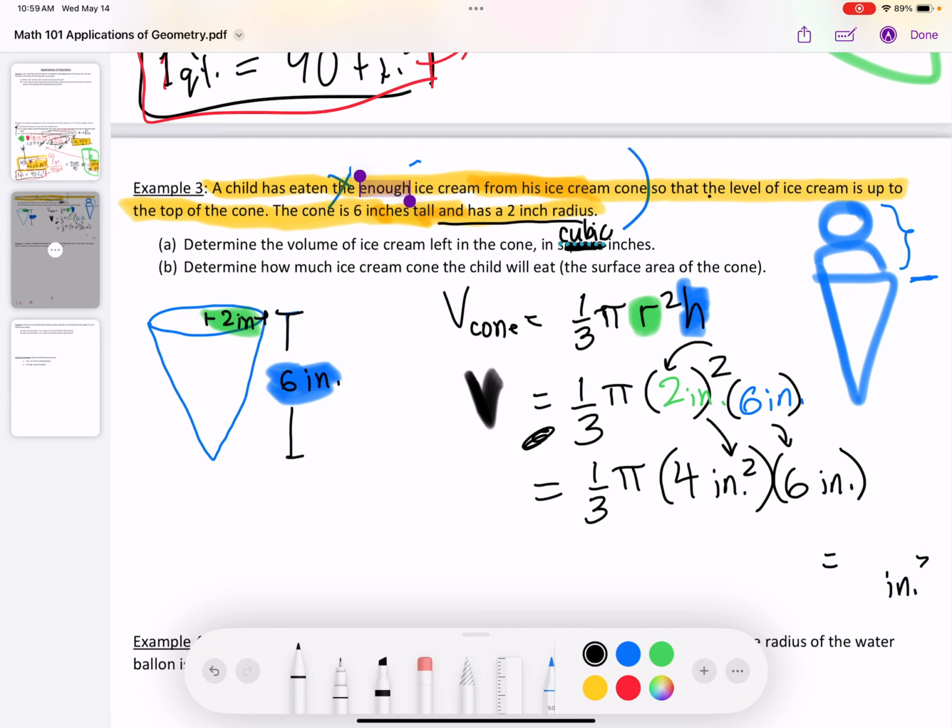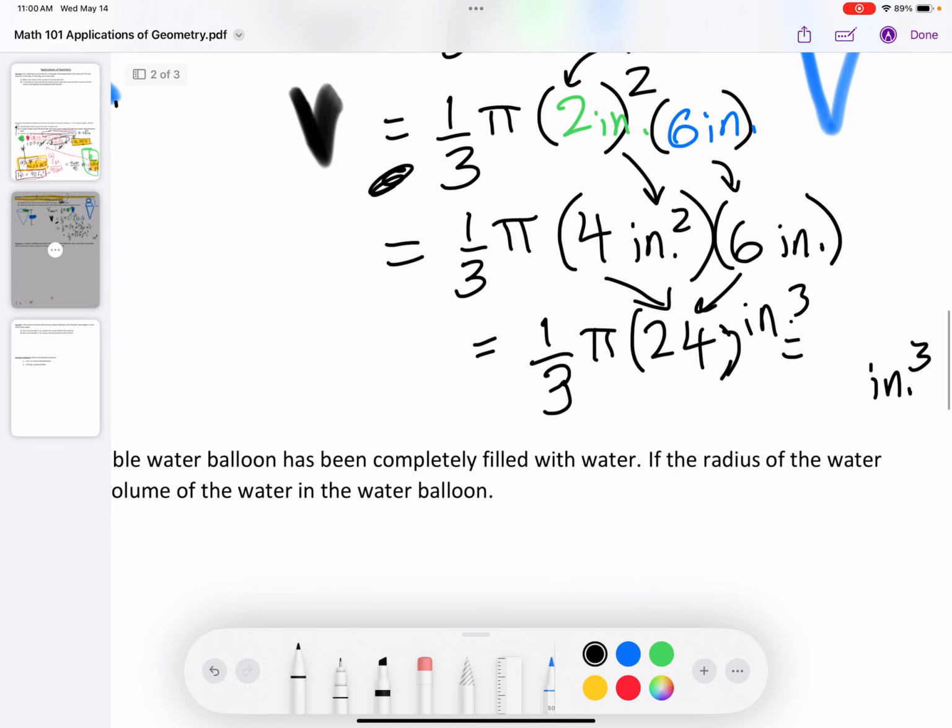Cubic inches, okay. I could do this slowly, since there's a 1/3 in front. 1/3 pi, I'm going to multiply the 4 and the 6 together. 24, there we go, and we're in cubic inches. Now I can think of that 24 pi as over 1 and multiply it by the 1/3. But instead of multiplying, I can cancel along the diagonal. 3 goes into 24 8 times. So all that's left is the pi and the 8. 8 pi cubic inches.